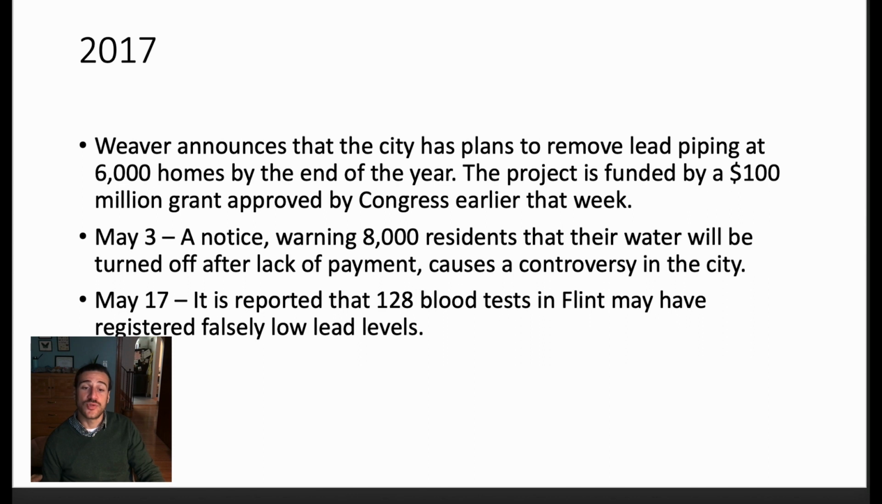And it was reported on May 17th that 128 blood tests may have registered falsely low lead levels. So just a ton of corruption, right? When millions and millions of dollars are at stake, people do grimy things. And we see how dirty politicians are, saving money, as they get to drive their BMWs to work. There were people living in poor neighborhoods that had their water turned off for weeks on end and just were living off bottled water.